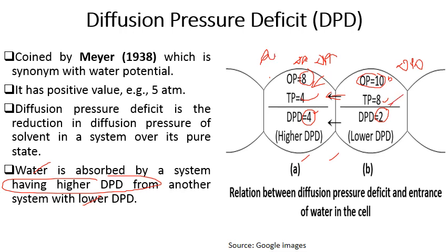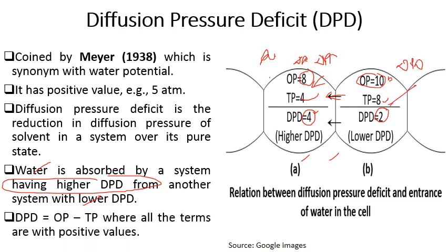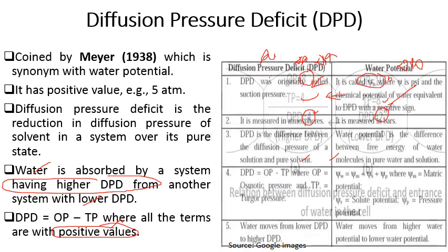So this cell has a higher DPD value as compared to this cell. So DPD is equal to OP minus TP, where all the terms are with positive values. So the value of DPD is in positive terms.